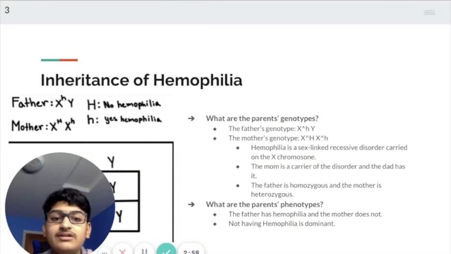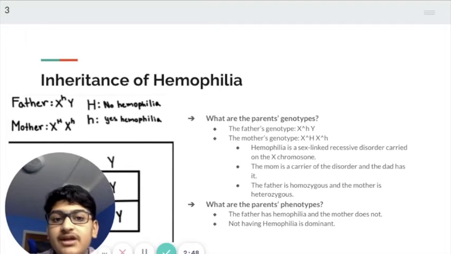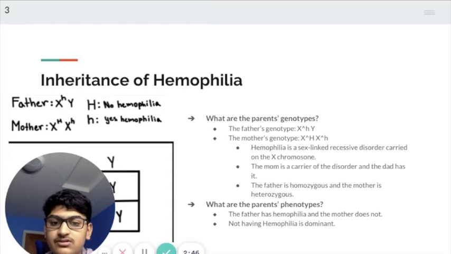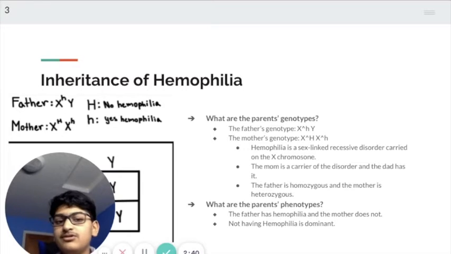Now I would like to discuss how your son may have inherited this disorder. First, it's important to know that the father has hemophilia and the mother does not, although the mother is a carrier of the disorder. In this Punnett square I've drawn, you can see the father's genotype X^h Y and the mother's genotype X^H X^h. These will be used in the Punnett square to calculate the offspring.